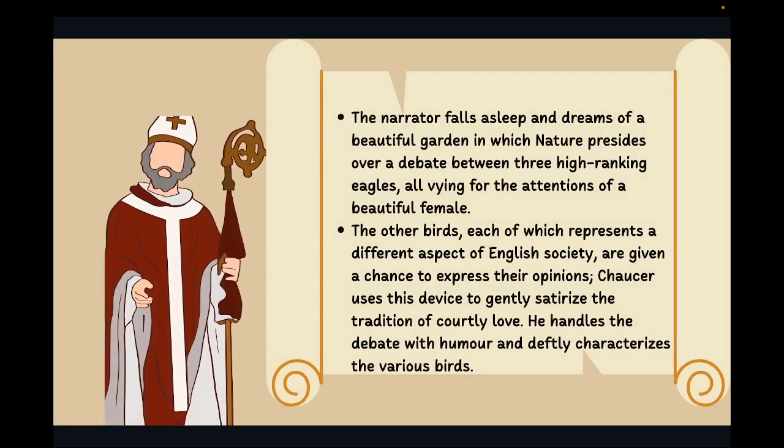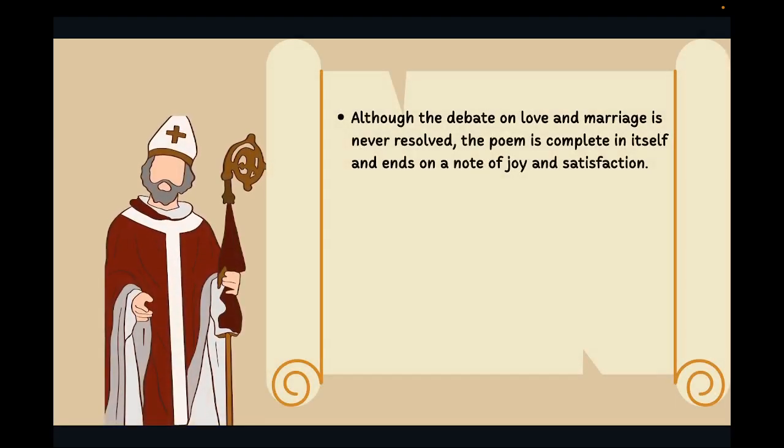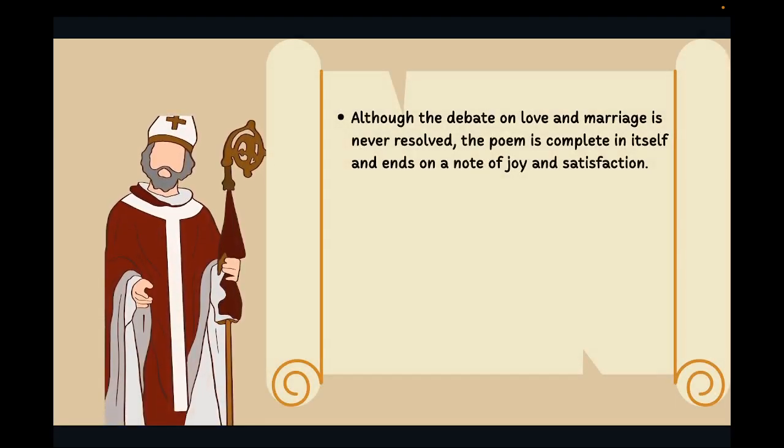So the narrator falls asleep and dreams of a beautiful garden in which nature presides over a debate between three high ranking eagles, all vying for the attentions of a beautiful female. The other birds, each of which represents a different aspect of English society, are given a chance to express their opinions. Chaucer uses this device to gently satirize the tradition of courtly love. He handles the debate with humor and deftly characterizes the various birds. So yeah, he's kind of mocking court love and how external it is, how insincere it is, basically.